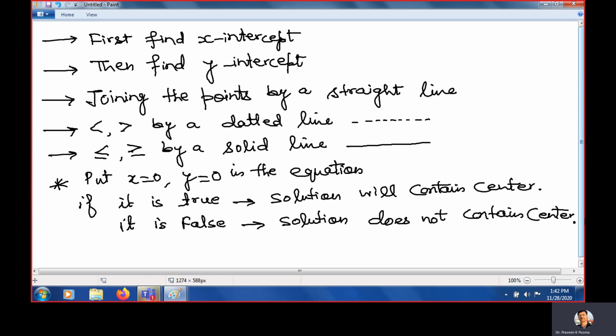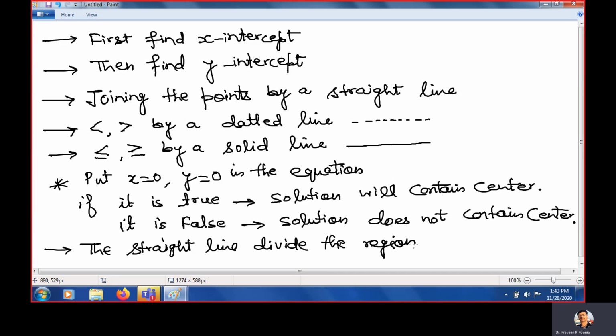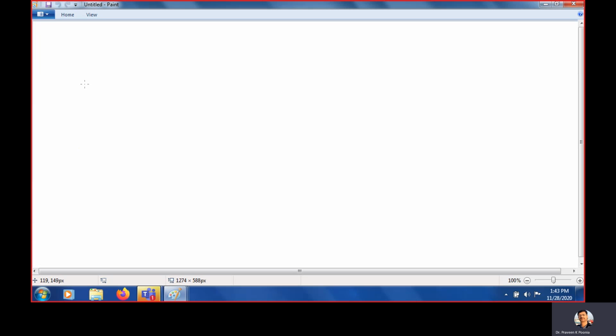This is how we are going to find the solution. The most important thing is the solution, or you can say the straight line divides the region into two parts. All these things we will learn with the help of an example. But first you need to read this slide again and again so that you can understand the concept behind solving a linear inequality in two variables. We will solve 4 or 5 questions here so that you can understand better.